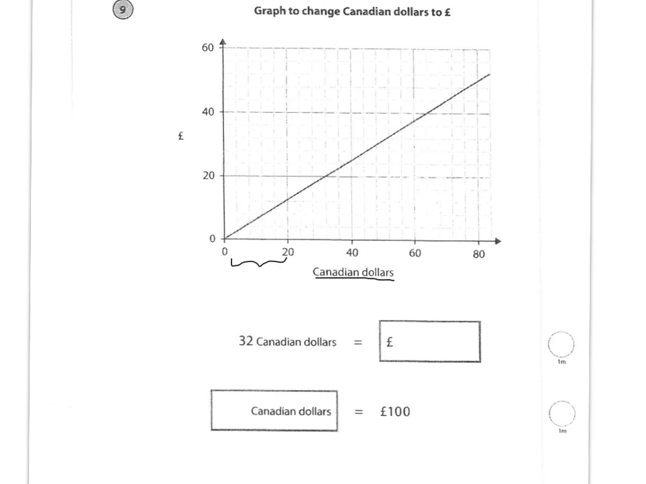So where would 32 be? Well, it would be 2 squares back from 40, because that's taking 4 away and taking 8 away. So then I would go up to the graph and read across, and the answer is £20.